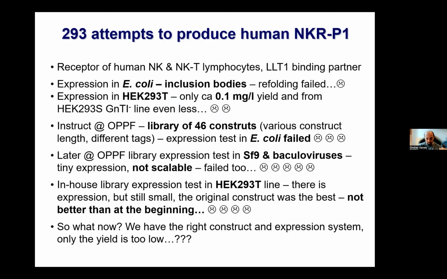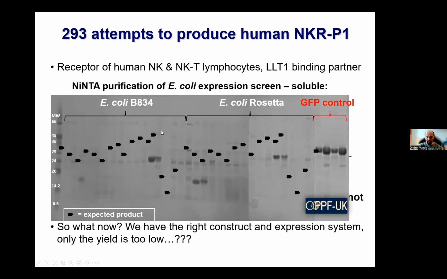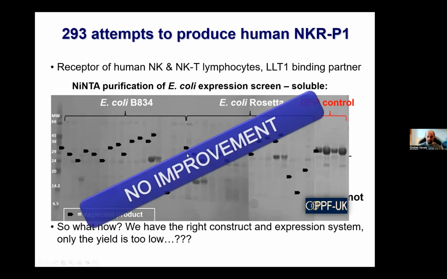To move towards the structure of the complex, we needed to produce the receptor human NKRP1, which was a challenging task. Originally, years ago, we were using E. coli. That led to inclusion bodies, and refolding was not successful. When we tried expression in HEK cells, the yield was very low. So with help from Instruct and OPPF, we created a library of 46 constructs differing in the length of the stalk region, trying different solubilization tags and so on. High-throughput expression screening was performed in OPPF, but there was no improvement.